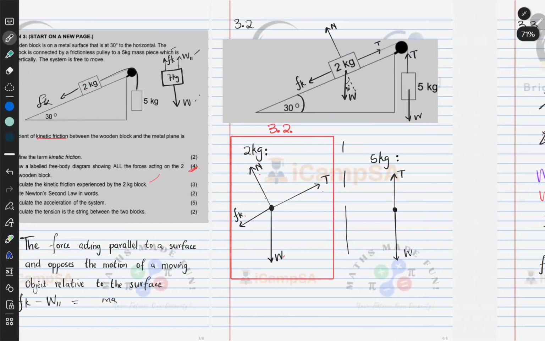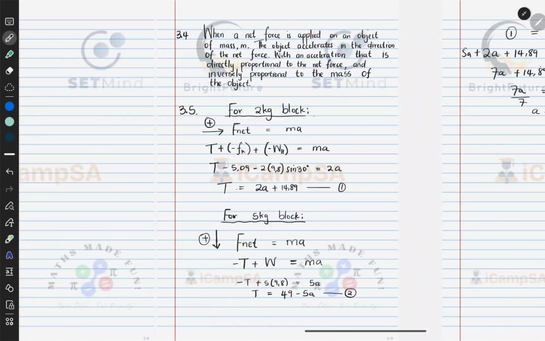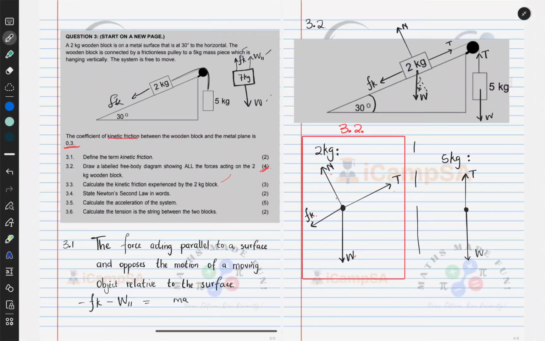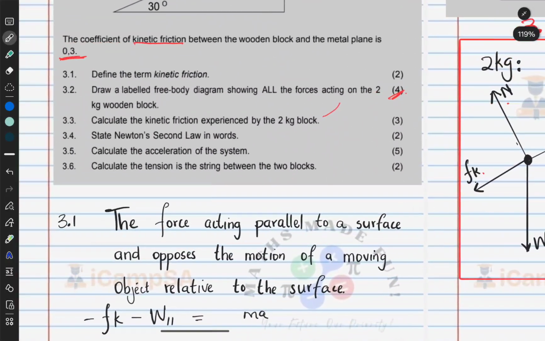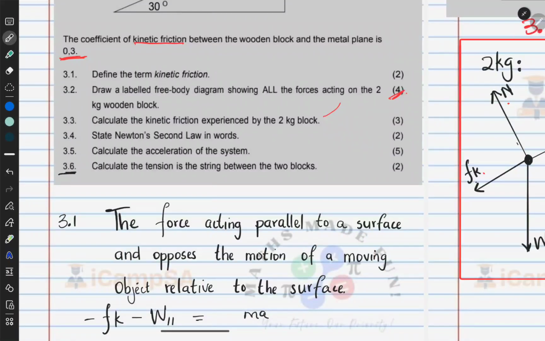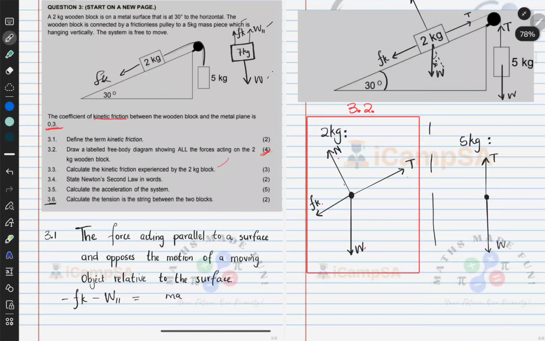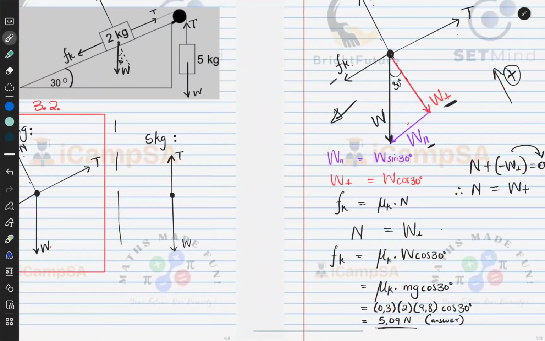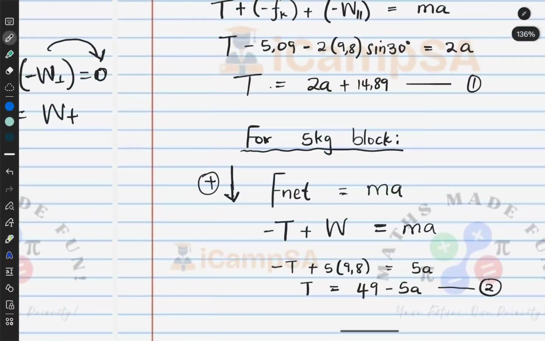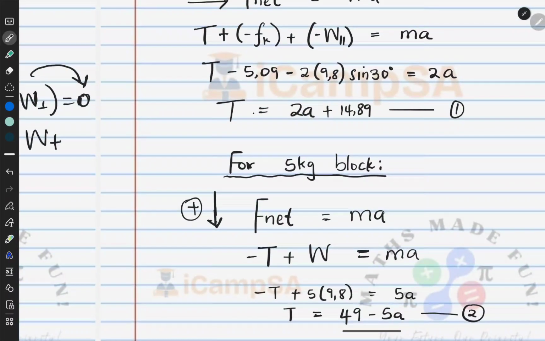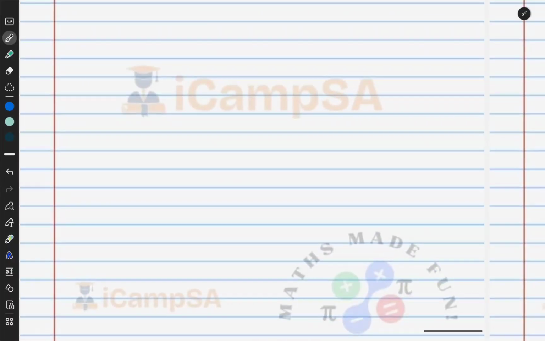With that being said, this is the end. Is it the end? Let's check. Oh yes, we're left with 3.6. Let's handle 3.6. We are asked to calculate the tension in the string between the two blocks. That's an easy task now. We have two equations, 1 and 2, and they are both describing the tension in the string between the two blocks. So you can choose whichever equation you like. I like equation 1, so I can use equation 1.